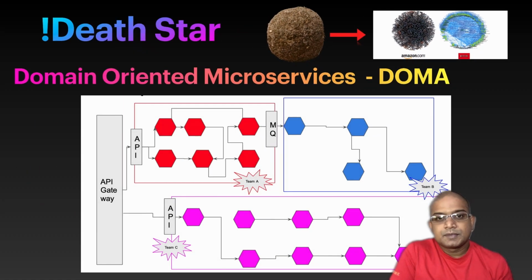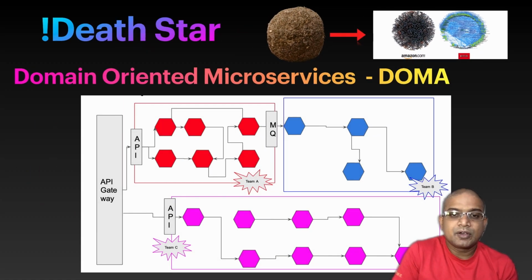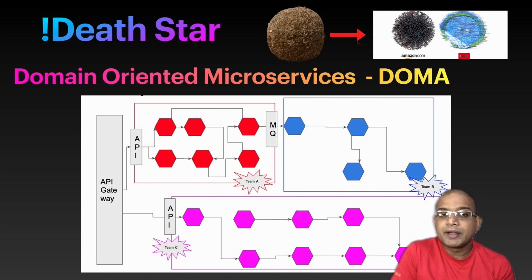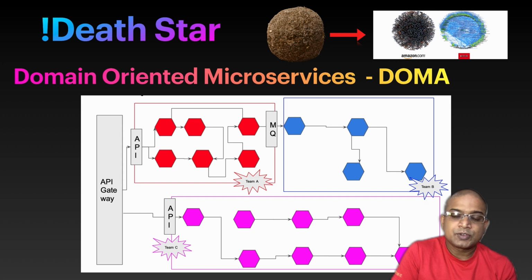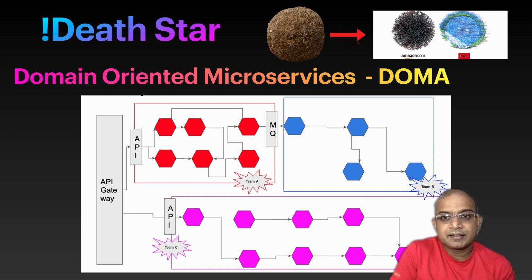The first architecture pattern that we are going to analyze here is called domain-oriented microservices, or DOMA. So what do you mean by this? As I told you earlier, the microservice architecture pattern is inherently suitable for fairly large organizations. But what if you are a fairly small organization and still want to do microservices?